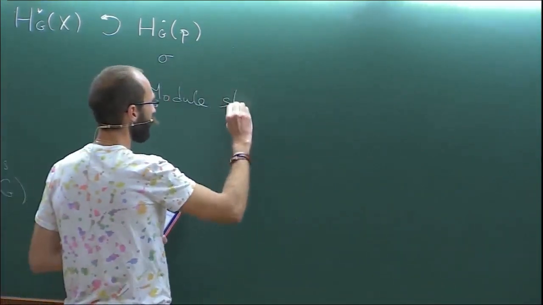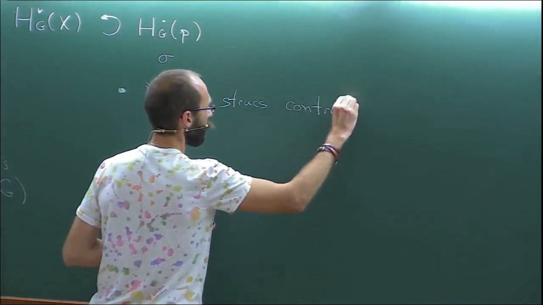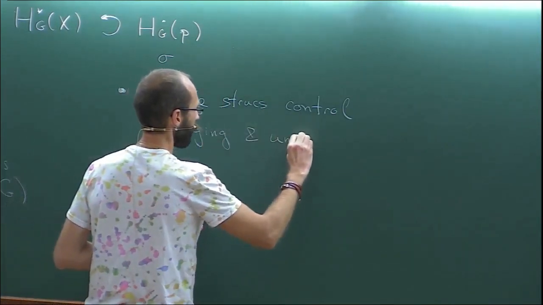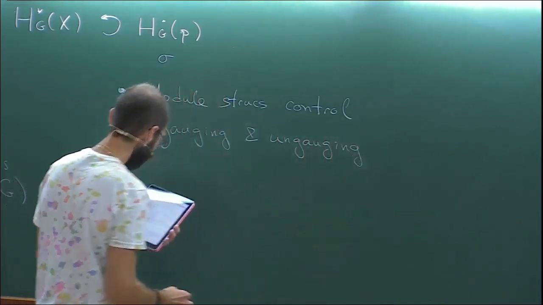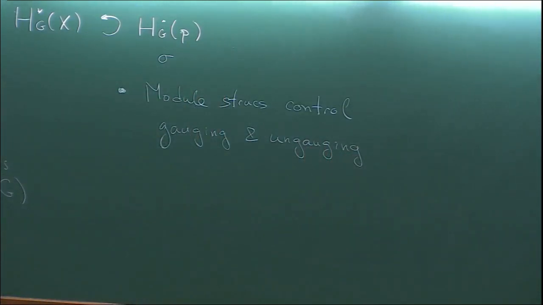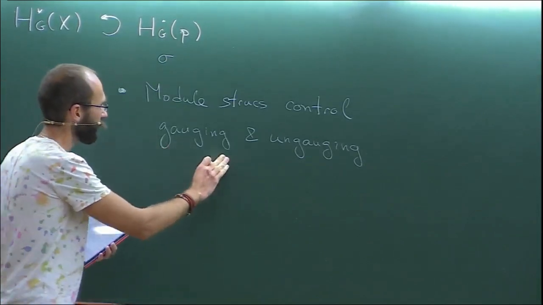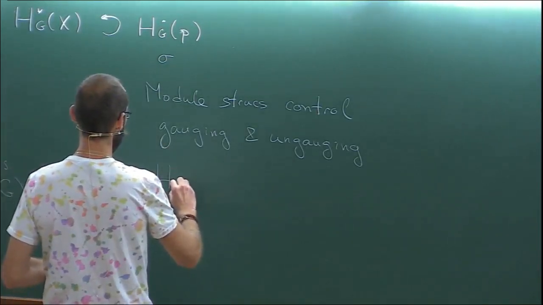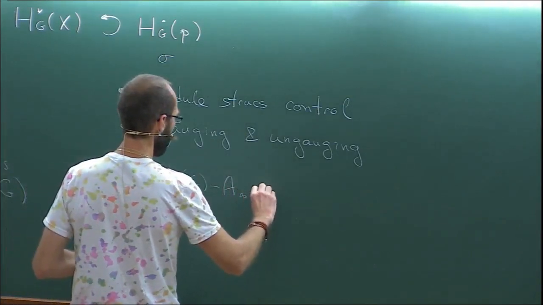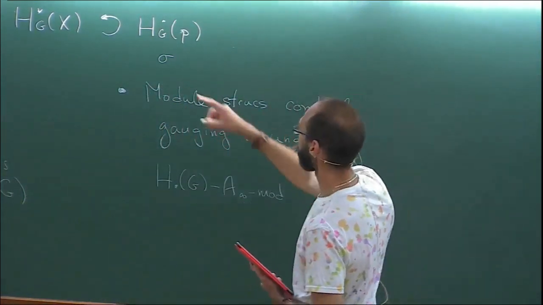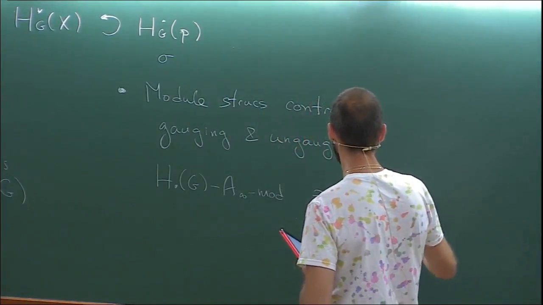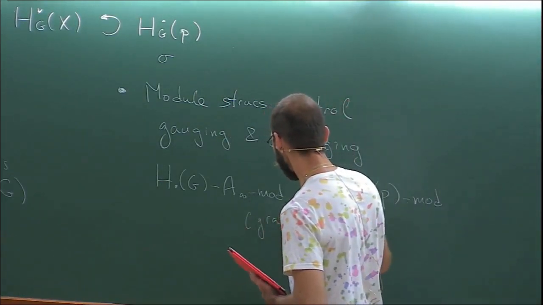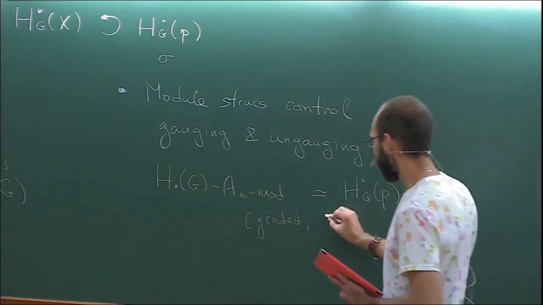Right. So module structures control gauging and ungauging. The mathematical statement behind that, the Goresky-Kottwitz-MacPherson statement, is that there's actually an equivalence of categories between homology of G, A infinity modules, and cohomology of a point modules, where everything is graded, and there are some particular finiteness conditions that need to be stuck on.